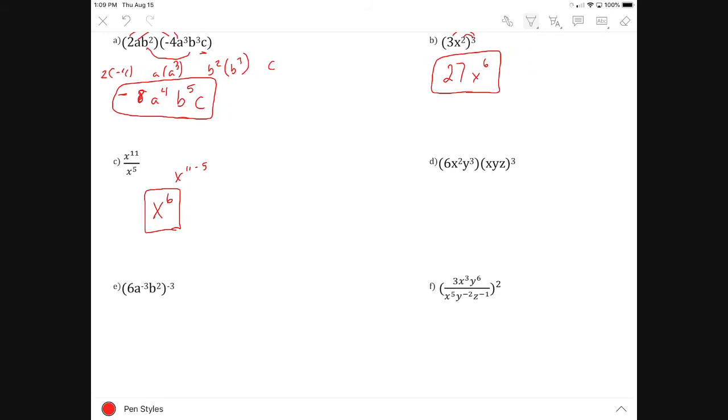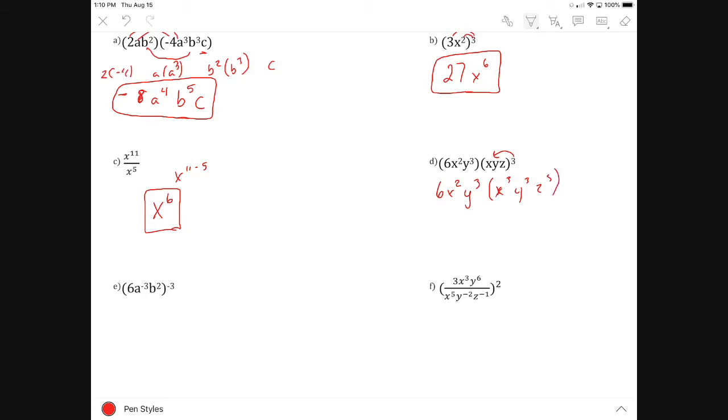Next one we have is going to be, we're going to distribute that 3 into the exponent, and then we're going to actually distribute the whole thing. So we get 6x to the 2nd, y to the 3rd, x to the 3rd, y to the 3rd, z to the 3rd.